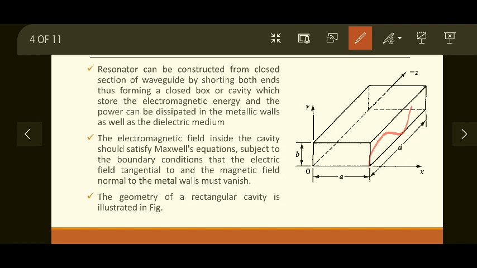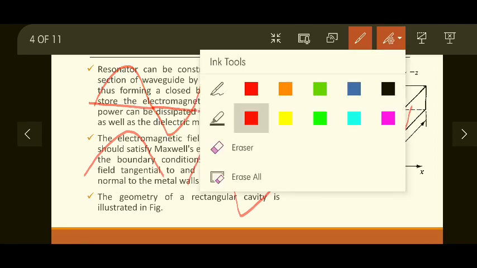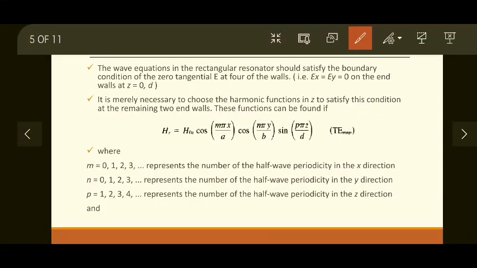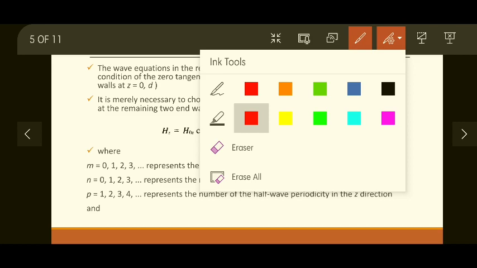As you increase the numbers m, n and p, the number of half waves will increase. Half wave means half circle. This is one half wave, these are two half waves. When you have three half waves, it will be like this one: first, second and third. So these are the half wave periodicities, and these are denoted by m, n and p. This is the equation of Hz, which is required for TE mode.